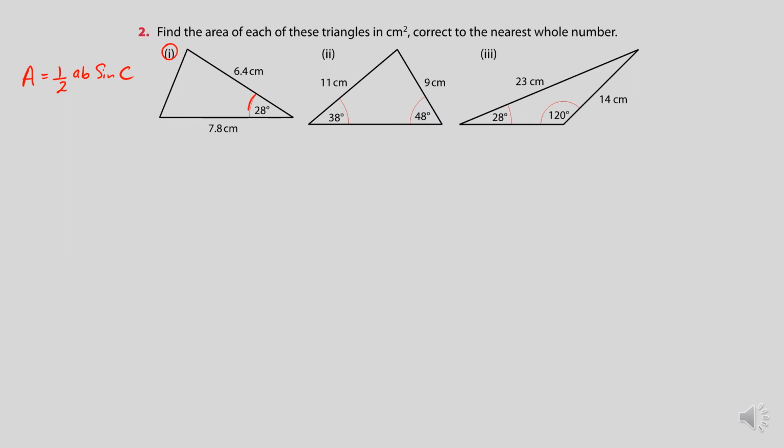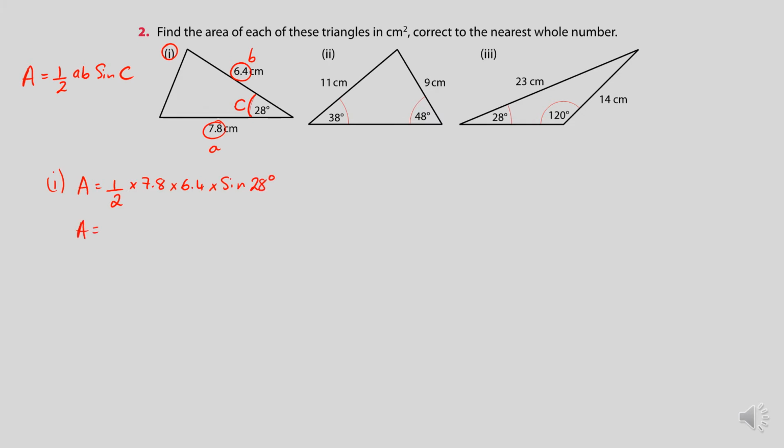Firstly, the angle in question is C, and on either side of that will be a and b. It doesn't matter which one is a or which one is b. For question 1, I fill in the correct numbers in the correct places: half times 7.8 times 6.4 times sine 28 degrees.